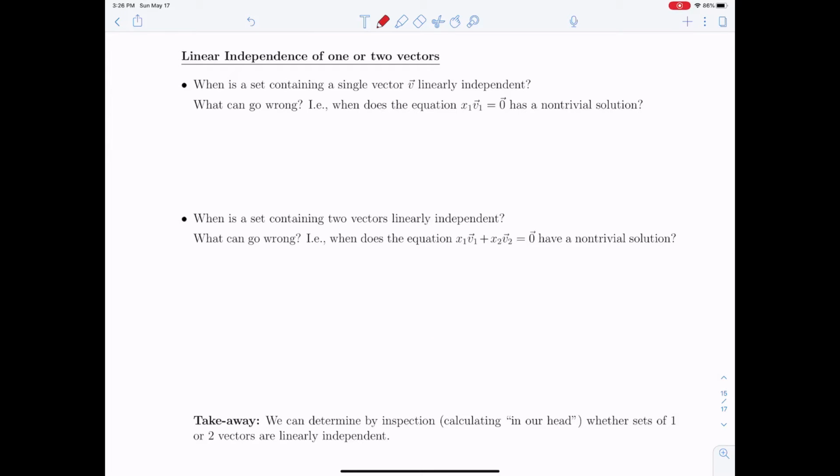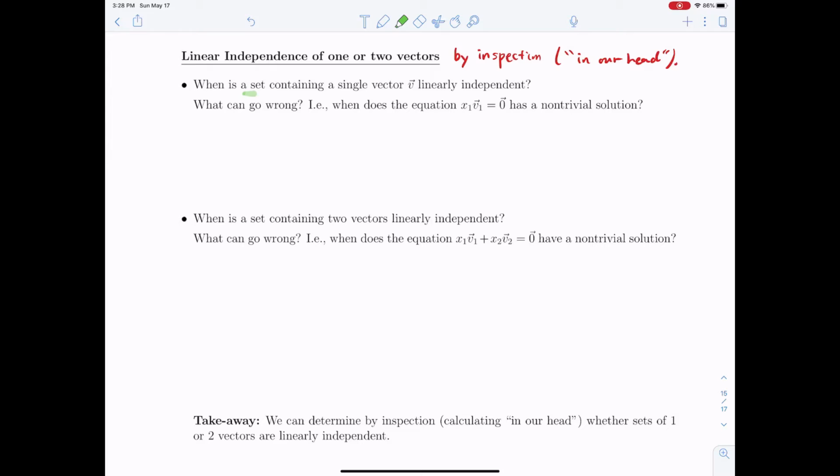Okay, if the given set of vectors consists of only one or two vectors, then the situation is much easier, and we can determine linear independence by inspection, without doing any calculation.